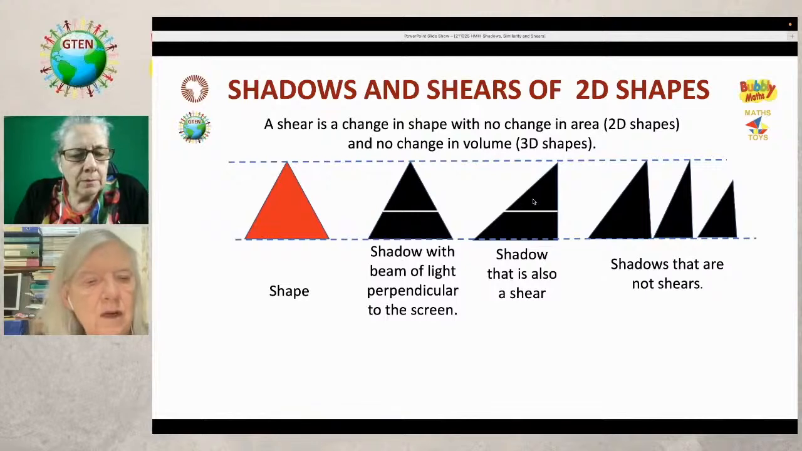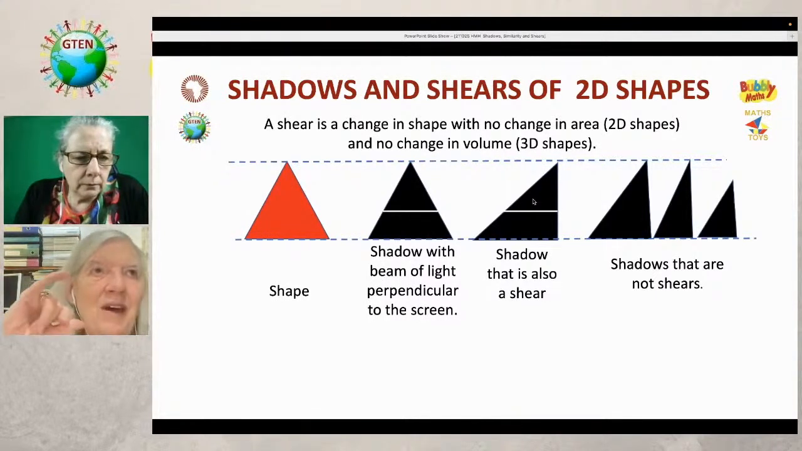Yes. And we know the formula that the area of a triangle is half the base times the height. So if the length of the base stays the same and the height stays the same, then it will be a shear.